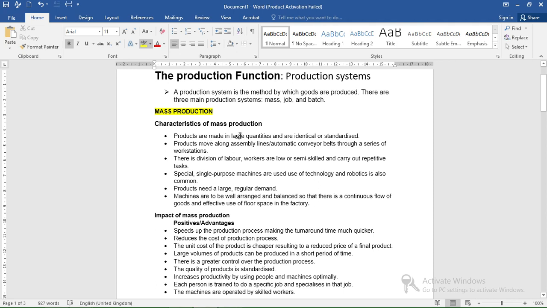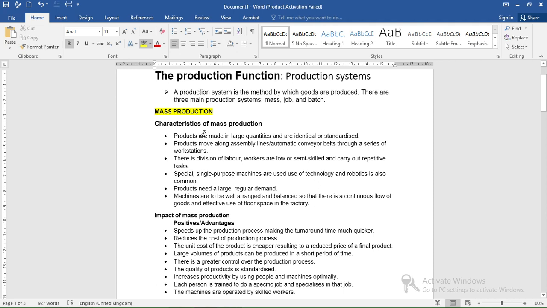So those products are produced in large quantities and they're identical. They look exactly the same, they're not different. Good example, Coke. Coke looks exactly the same. 2-liter Coke looks exactly the same, and they can produce 2-liter Cokes exactly the same way. So they can use mass production when they're producing Coke, right?